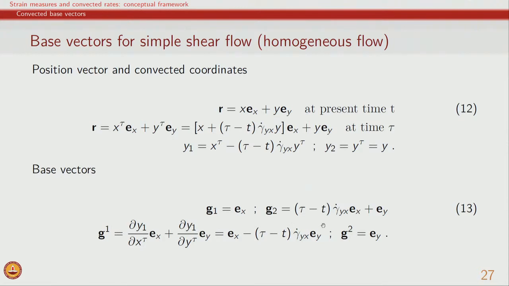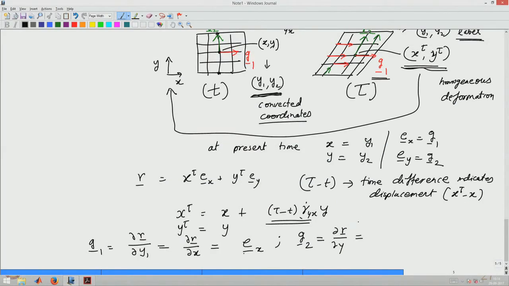And so, the G2 has dependence on x itself. So, we will get this term tau minus t gamma dot Yx Ex, and then given that y itself is also dependent, we will get Ey. So, therefore, G2 is a combination of Ex and Ey at different instants of time. At present, when tau minus t is 0, we see that G2 is equal to Ey, and that is what we have already written, that for present time G2 is equal to Ey.